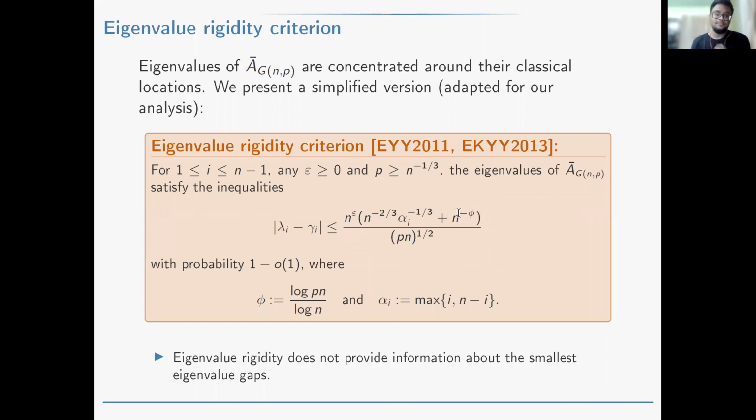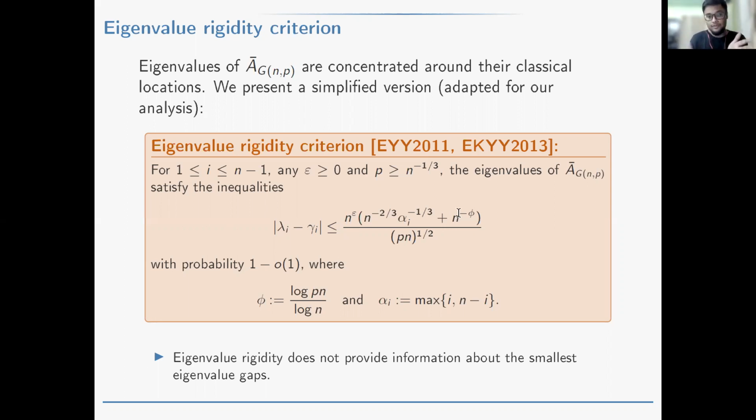The reason I call this mesoscopic is that you can go to finer scales. The global semicircle law would only give you information about gaps between eigenvalues that are very, very far apart. Here they show that the semicircle law also holds at a local level. So in a way you can go to finer scales at a mesoscopic level. But even eigenvalue rigidity does not provide information about the smallest gaps.